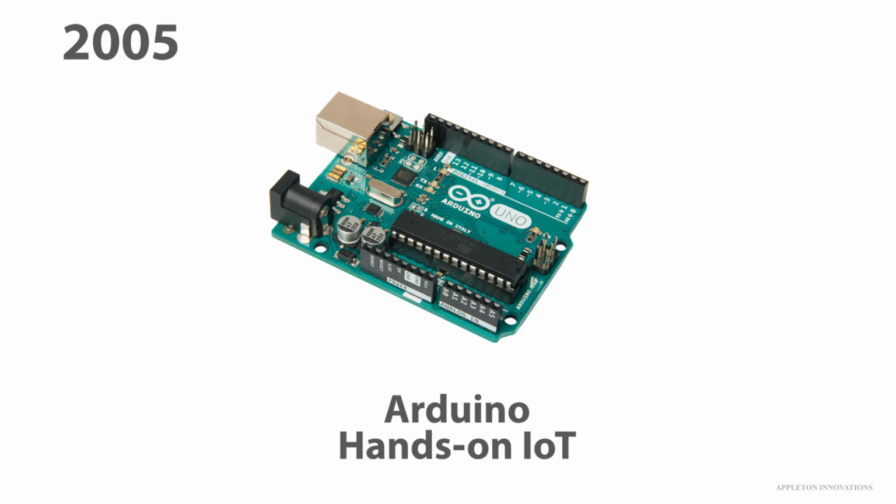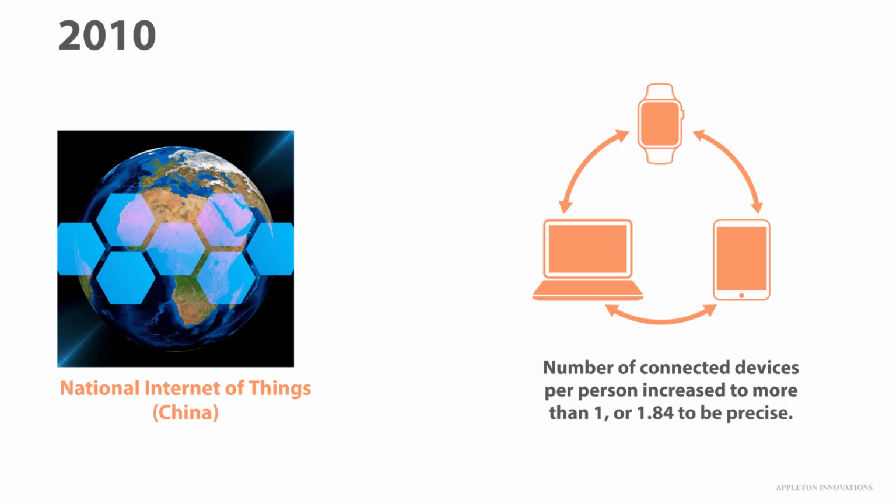In the year 2005, the first hands-on IoT device, the Arduino, was introduced. It was low-cost and simple for professionals and beginners to build their own IoT devices. The year 2010 had two big developments that set the course for explosive growth in the IoT domain. First, China announced their plans to launch a national Internet of Things. And second, the number of connected devices per person increased to more than one.